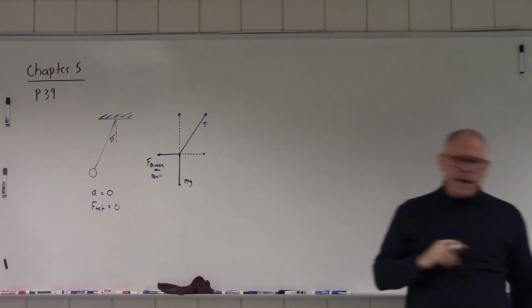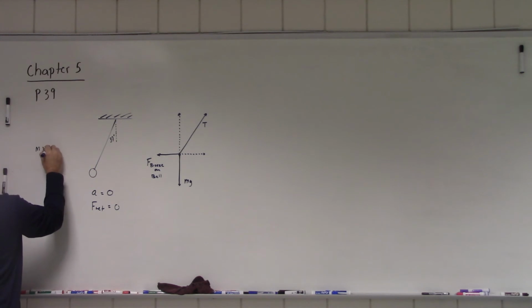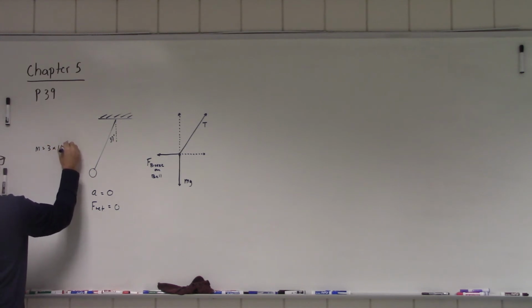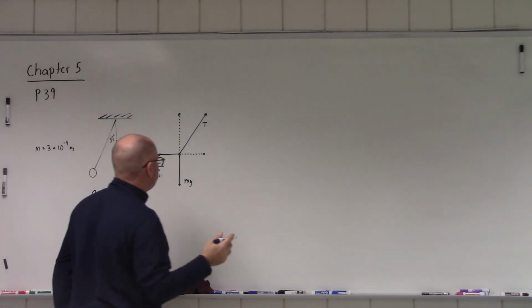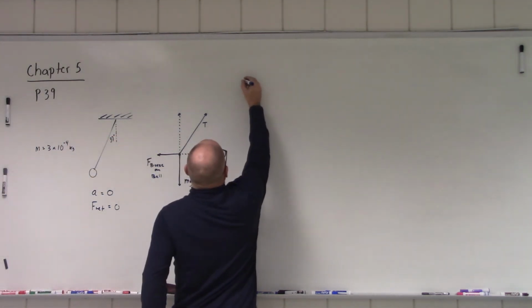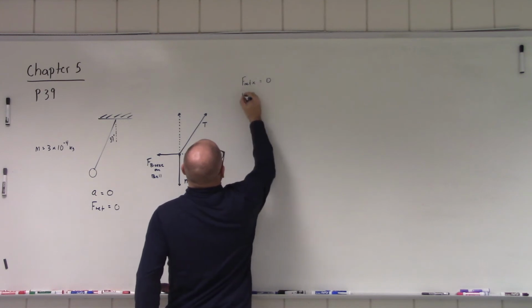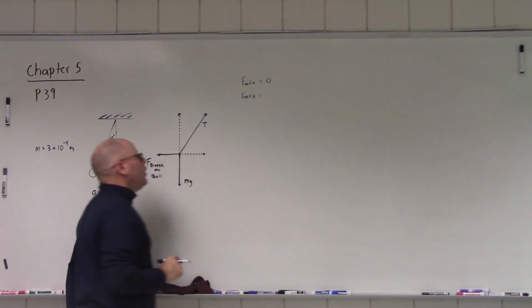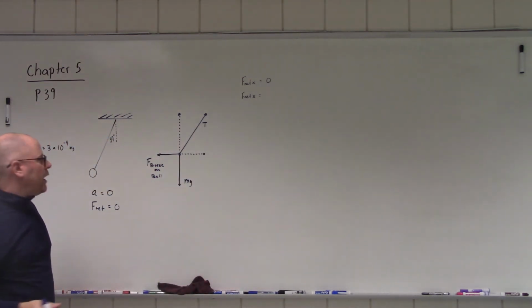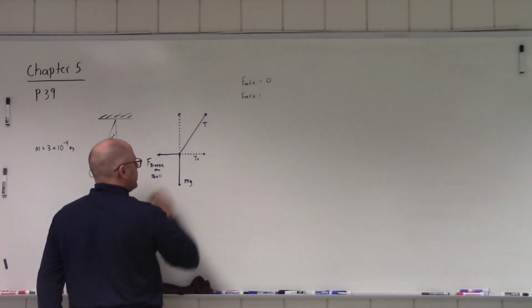Three times 10 to the negative 4. Okay, so it tells us the mass of the ball is equal to 3 times 10 to the negative 4 kilograms. No big deal. So let's think about this. We know the net force in the x direction is equal to 0. Well, how do we express the net force in the x direction? Let's call this T in the x direction.